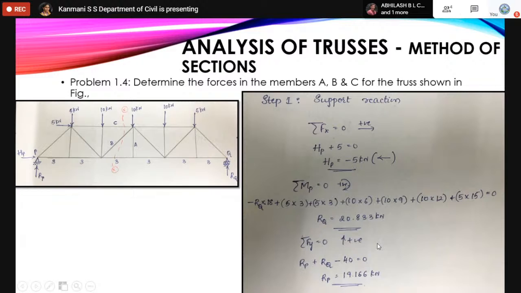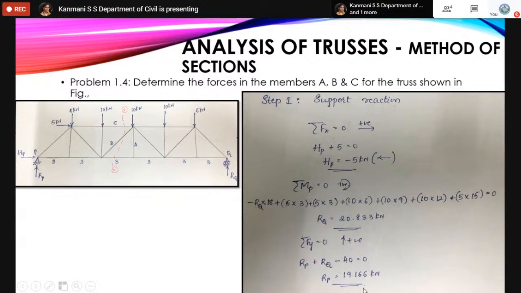If you practice, you can directly do it without writing anything. You can straight away solve the problem using the virtual calculator, which will be provided for you in the final exam. And if you take sigma Fy equal to 0, upward forces are positive. That's the sign convention I have taken. Plus Rp plus Rq minus 5 minus 10 minus 10 minus 10 minus 5.